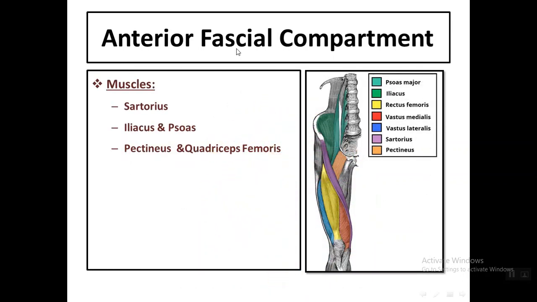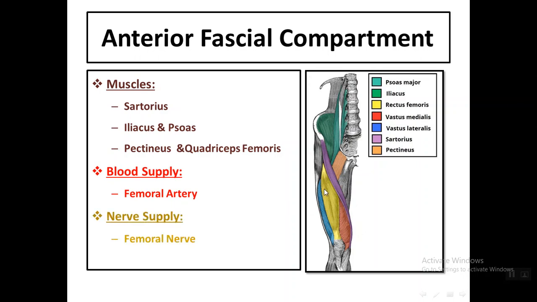راح ناخذ أول مجموعة هي Anterior Fascial Compartment of the Thigh. راح نشوف شنو العضلات الموجودة عندنا هنا. هذه العضلات الموجودة بالأنتيريور كومبارتمنت هي السارتوريوس، إلياكس and psoas, Pectineus and the Quadriceps femoris. Blood supply is the femoral artery and the nerve supply is through femoral nerve.